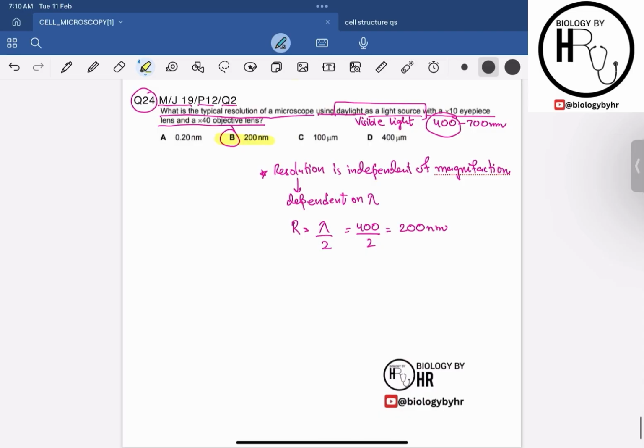So this was our last question from the topical MCQs of cell structure, specifically discussing the microscopy questions.